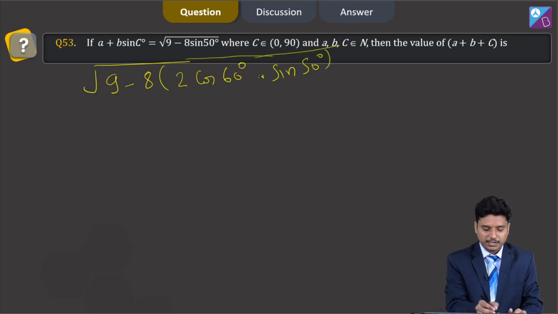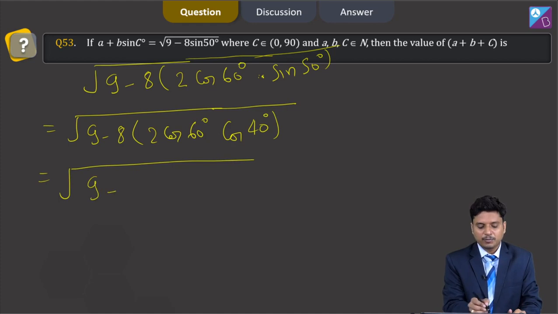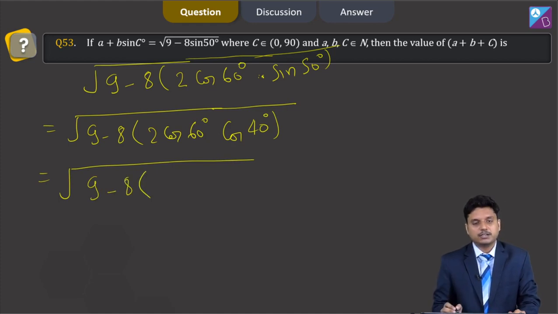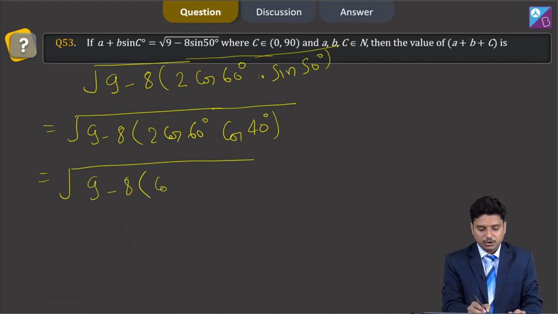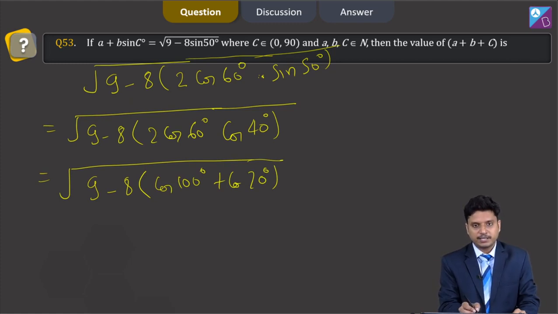Sine 50 can also be written as cos 40 degree. So this is equal to under root 9 minus 8 times 2 cos 60 degree into cos 40 degree. If we put the CD formula, 2 cos 60 cos 40 can also be written as cos 100 plus cos 20 degree, right? So cos 100 can be written as minus sine 10, and cos 20 can also be converted into sine 10 degree using the half angle formula.